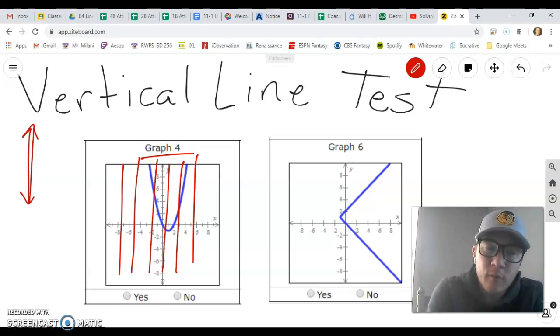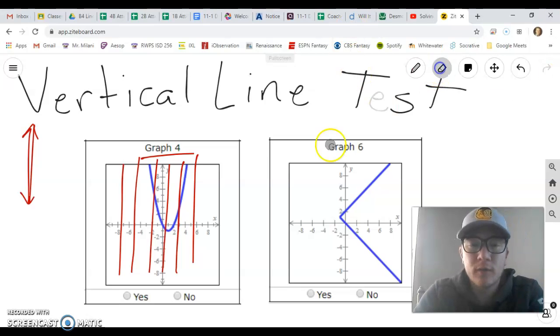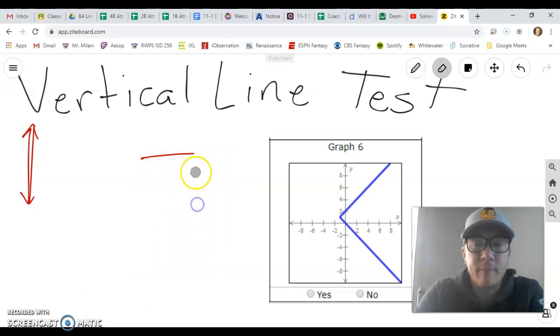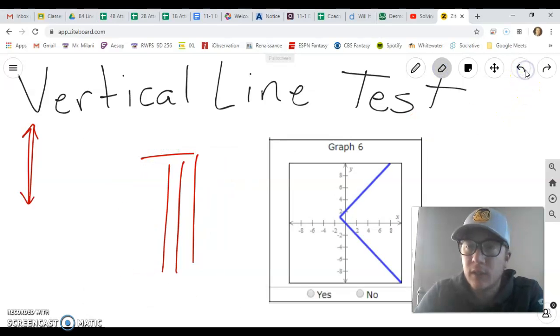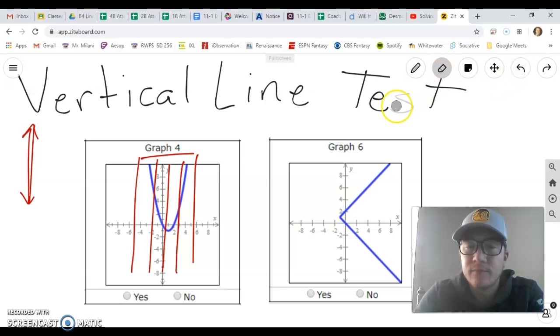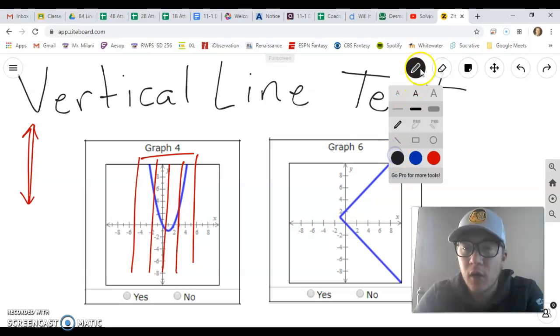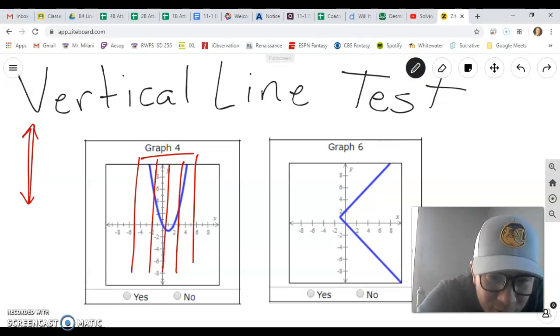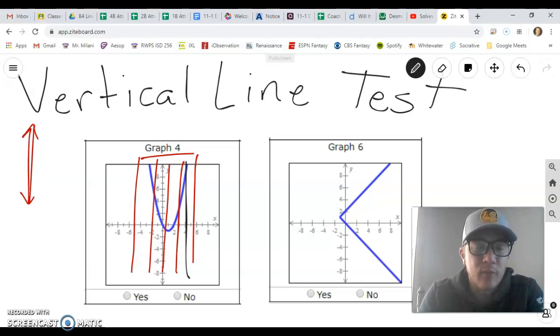Nope. For these parabolas over here, graph number 4, that's not going to happen. What did I just do there? Okay. So I know it may look like we could draw a vertical line somewhere like right here that's going to hit the parabola twice. It's not. Parabolas going up or down are going to be functions. You're never going to hit that graph twice.